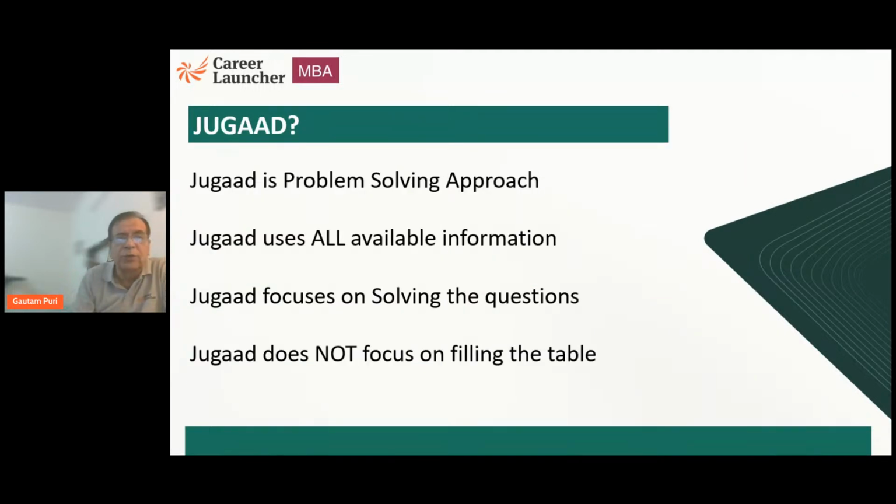And what is Jugaad? Just to again clarify something which I've said in each of the sessions: Jugaad is a problem-solving approach. It is not some magic that we do. It's an approach, a logical and systematic way of solving the question using all available information. And when we say all available information, it means the data, the question, the choices, etc. Everything is to be looked at.